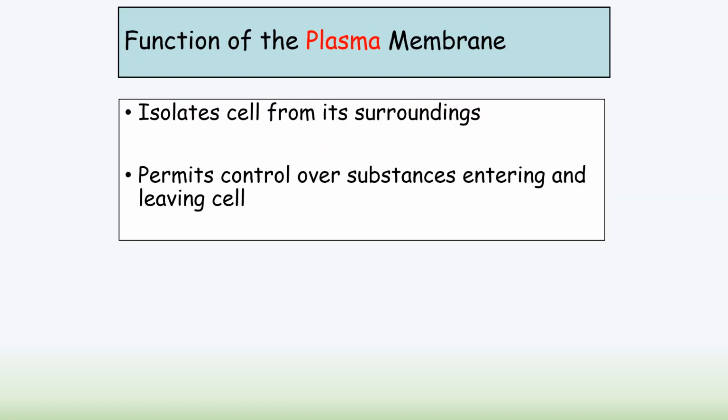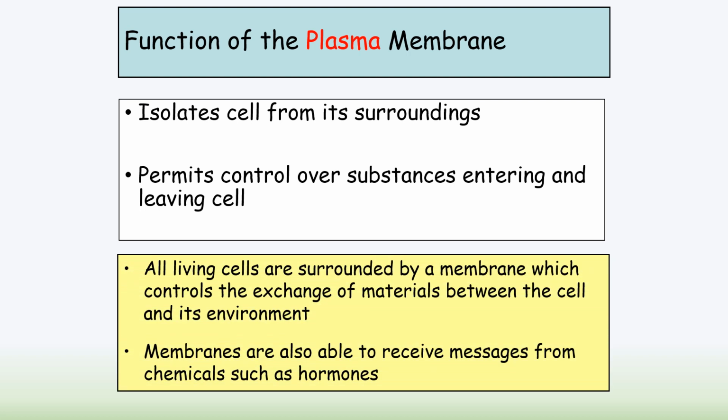So just so you're aware, if we're looking at functions of the plasma membrane, being the cell surface membrane, the outer membrane of the cell, it isolates the cell from its surroundings and it permits what materials can enter and leave the cell. All living cells have a membrane, so it's a key thing. Every single cell has a membrane, and it controls the exchange of materials between the environments of the cell.